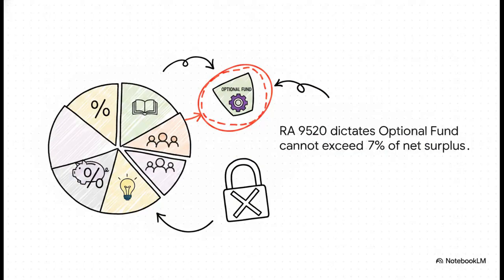Now, when you're carving up your net surplus at the end of the year, you have those mandatory slices of the pie, right? Like the minimum for the reserve fund. But, and this is a big but, RA 9520 dictates a really strict legal boundary for the optional fund. It literally cannot exceed 7% of your net surplus. That's a hard cap you absolutely must stick to during your allocations.